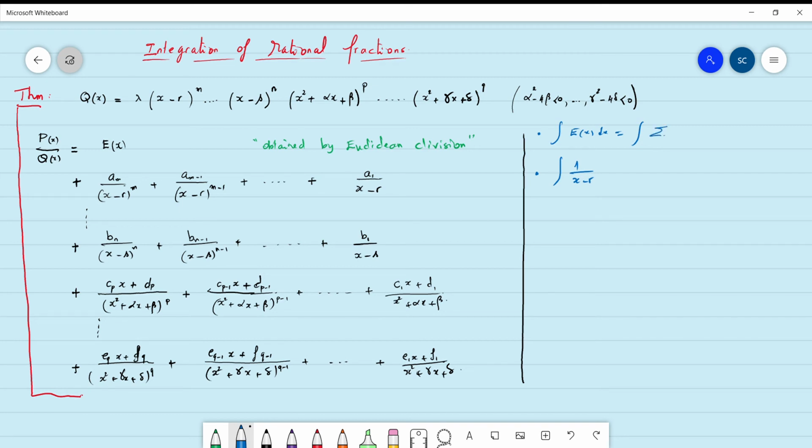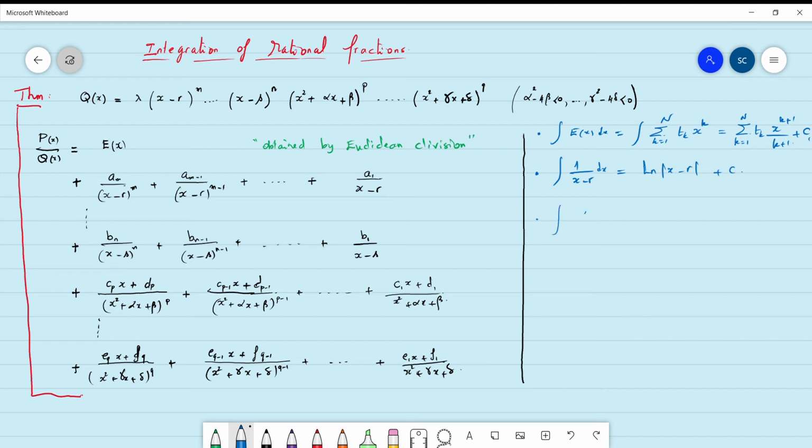It's a sum of t_k x^k, k from 1 to, we don't know the degree, let's call it capital N. So it will be something like that: t_k x^(k+1) over k plus 1. So this is a polynomial; you know how to do it, plus a constant c_1. For terms like this one, we know it's ln of the absolute value of x minus r plus a constant.